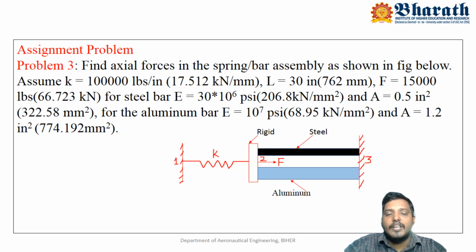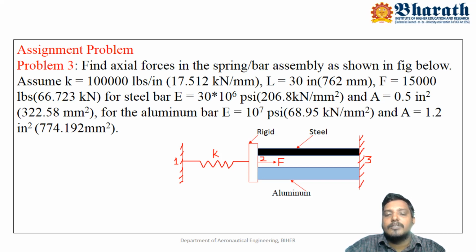Therefore, element 1 has nodes 1 and 2, where it is a spring element. We know the stiffness matrix is K into [1 minus 1; minus 1 1], and the K value is already specified. If some external force is applied at nodal location 2, due to application of this external force, the steel as well as aluminum bar is subject to axial displacement. Therefore, we consider steel as element 2, which consists of nodes 2 and 3. Aluminium also consists of nodal locations 2 and 3.